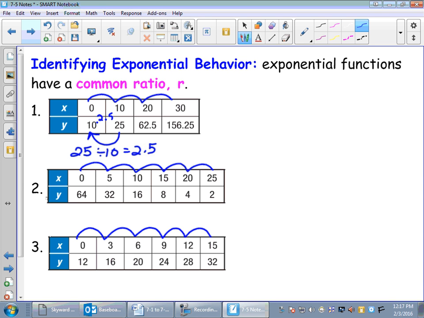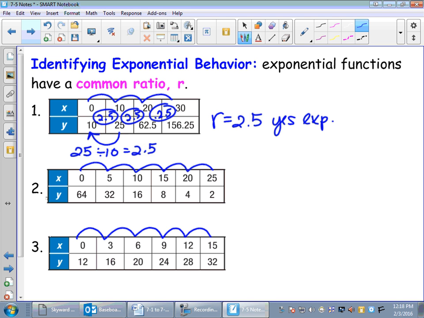Let's see if that pattern continues. Now take 25, multiply by 2.5, and we should get 62.5, which we do. And times that by 2.5, and you should get 156.25. Because that pattern stayed consistent, the common ratio, my R value, is 2.5. Yes, it's exponential.